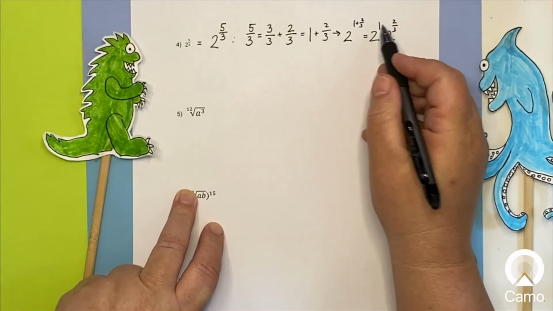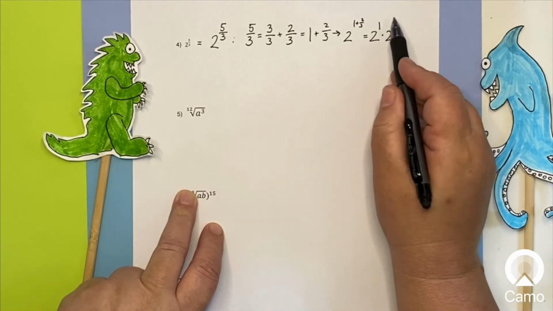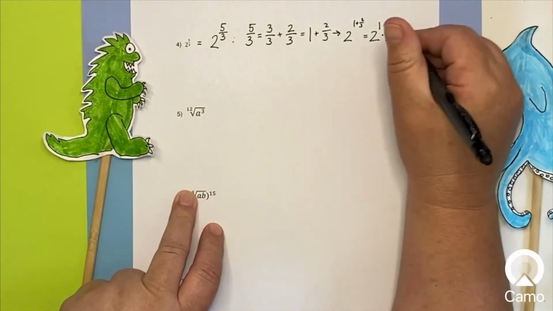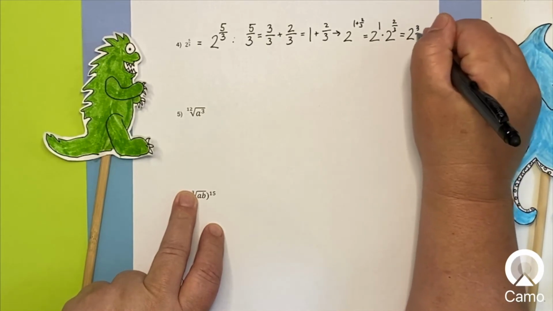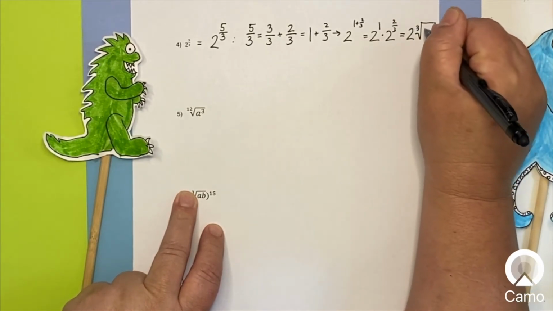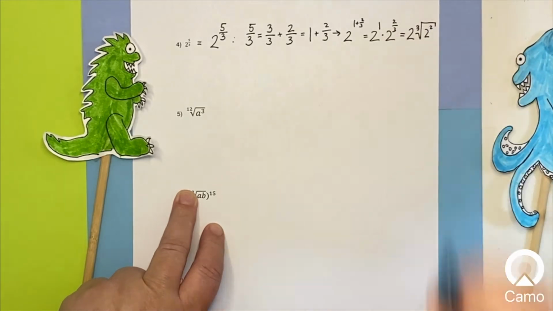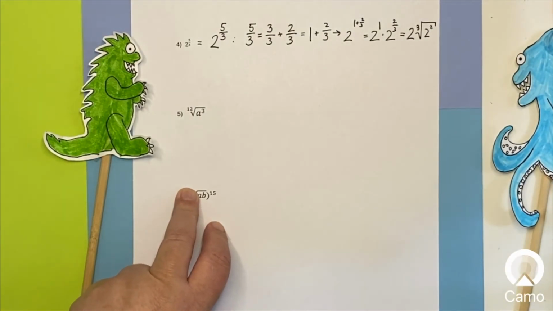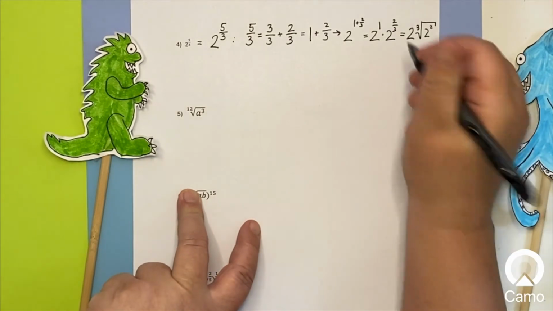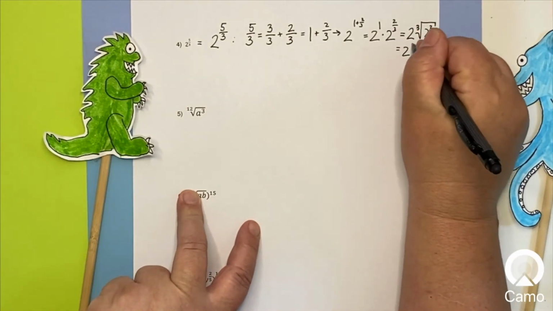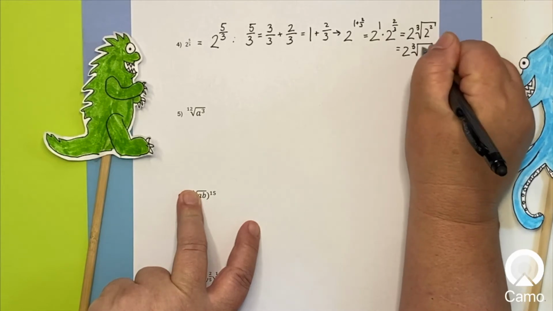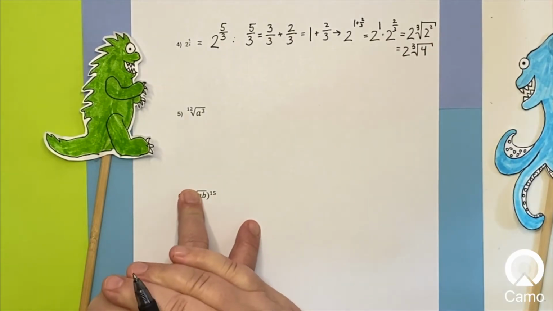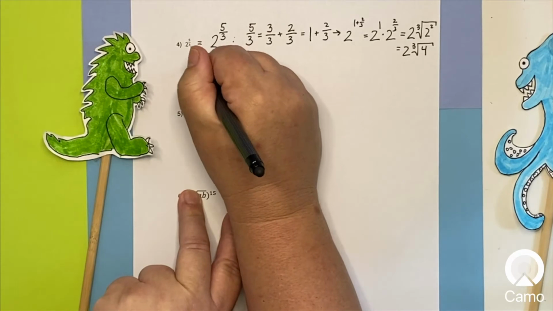Now 2 to the first is just 2, and 2 to the 2/3 is a radical. So we can write it as a radical, I should say. So that's the cube root of 2 squared, or we can write it as 2 times the cube root of 4. Woohoo! Okay, that's one way to look at it.